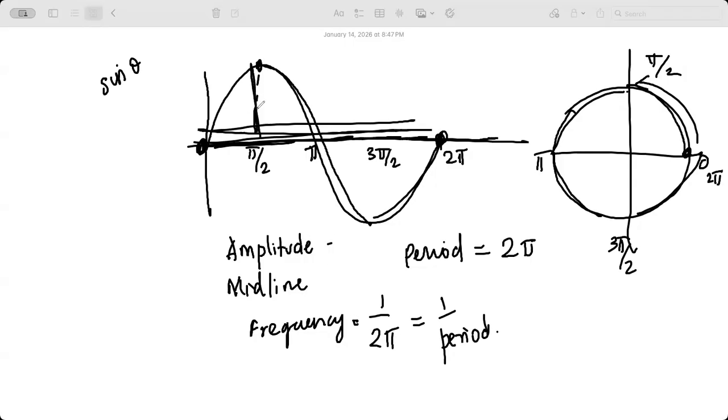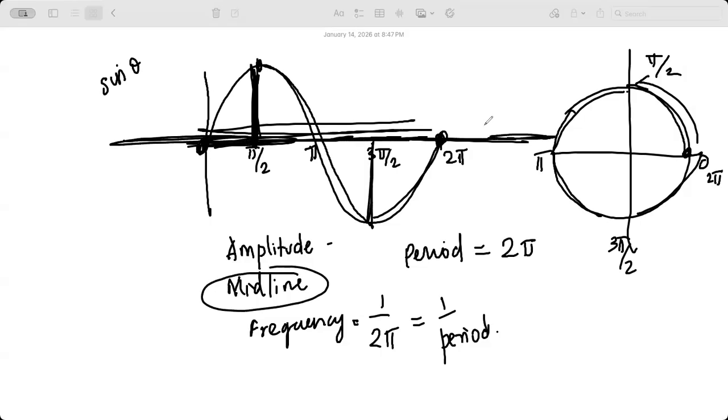Now coming to the amplitude: it is this distance, or the negative of this distance. Coming to the midline, what is the midline? It is the middle line. Here y equals 0 is the midline. These are very raw definitions. Amplitude is the distance from the midline to the highest point.